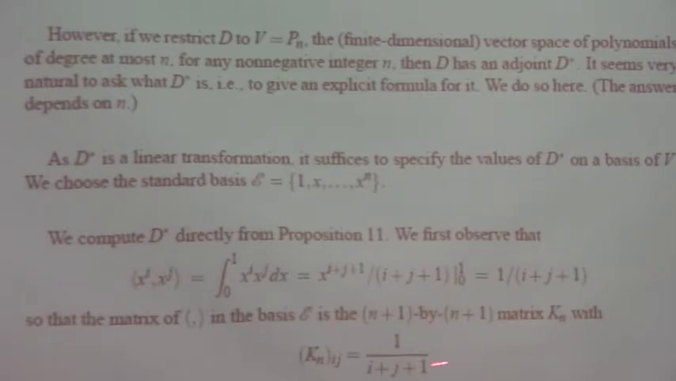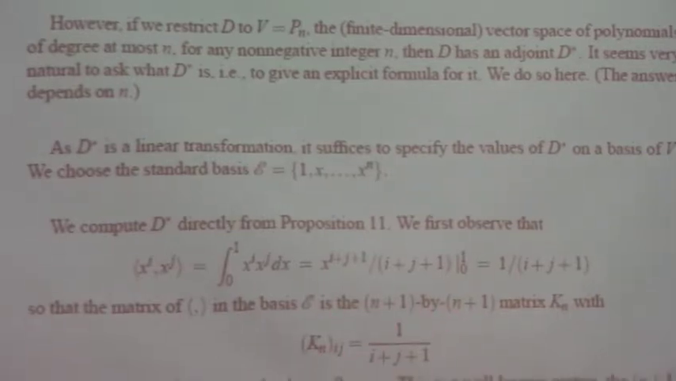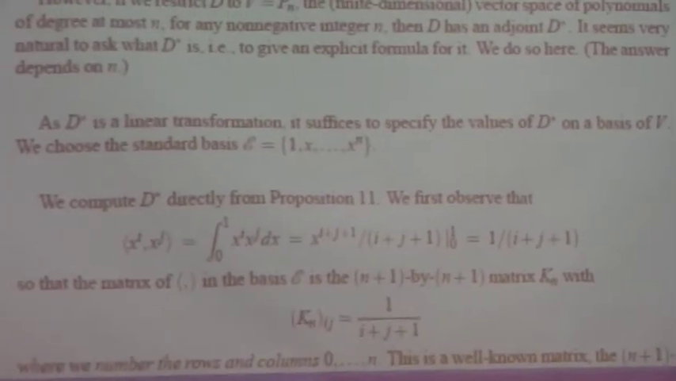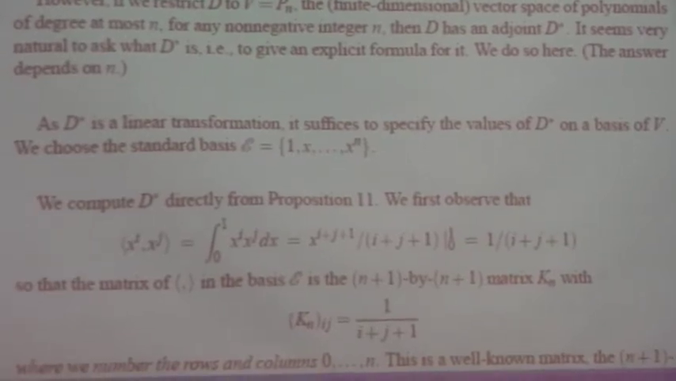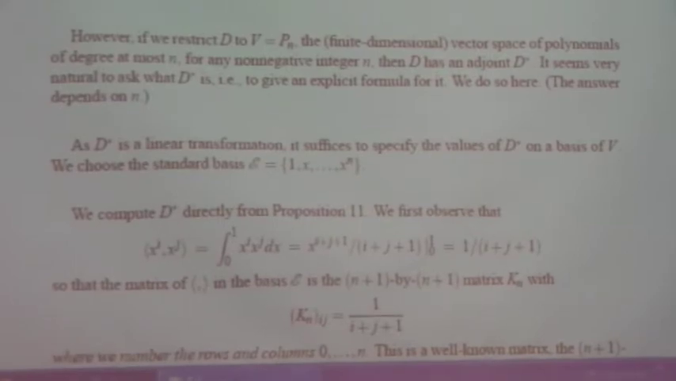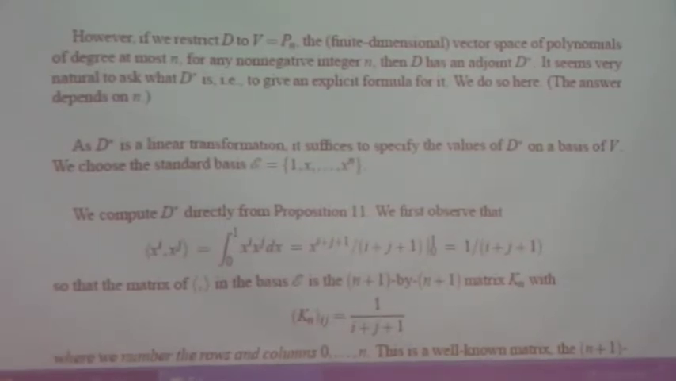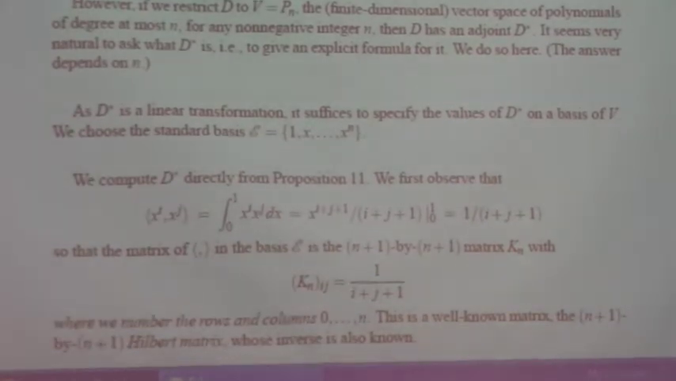So we have this numbering here where the rows and columns are numbered 0 through n. In other words, the 0th row, the top row of this matrix, is 1, a half, a third, a quarter, a fifth. The next row is a half, a third, a quarter, a fifth, a sixth, and the next is a third, a quarter, a fifth, a sixth, a seventh, etc. And this is a very well-known matrix. It's the n plus 1 by n plus 1 Hilbert matrix. So that's our matrix A.